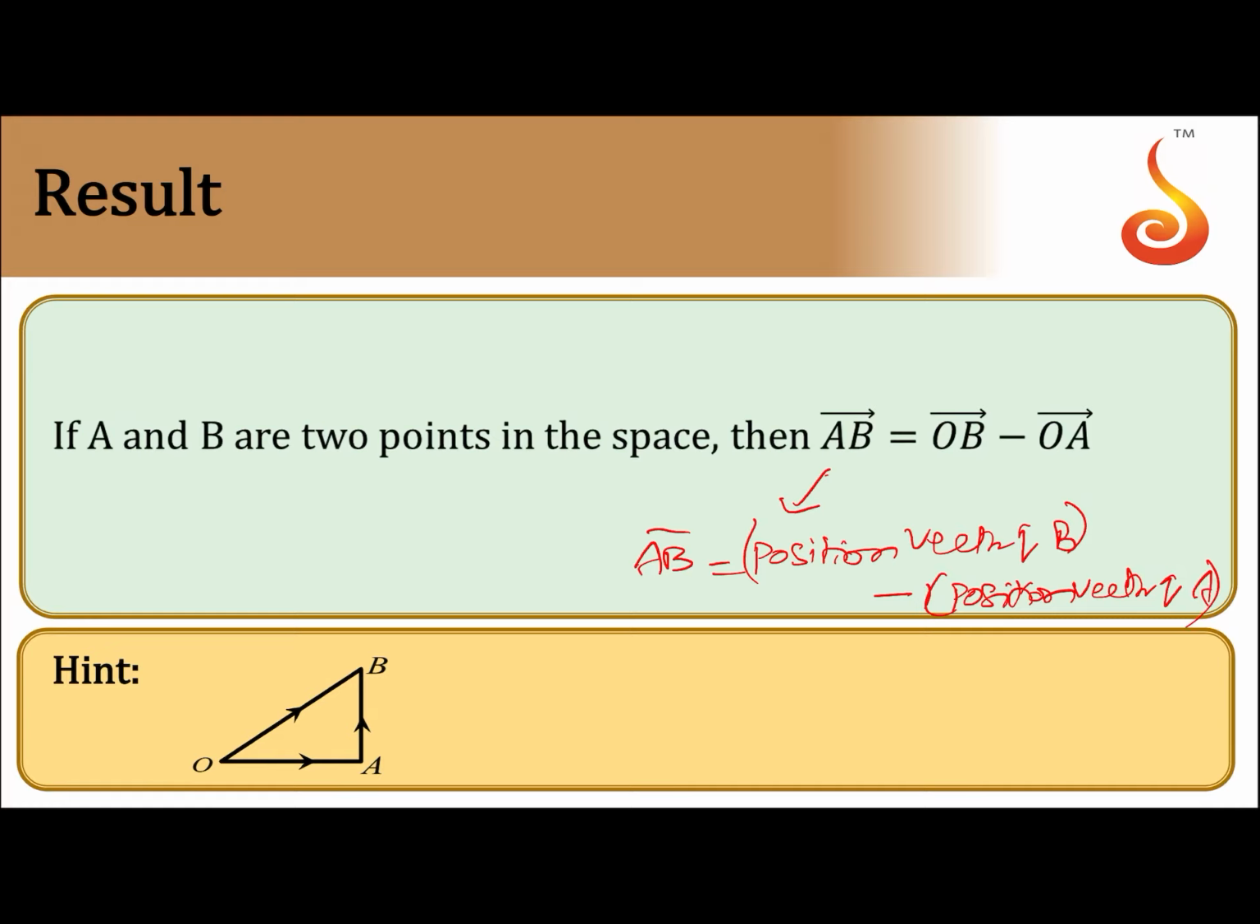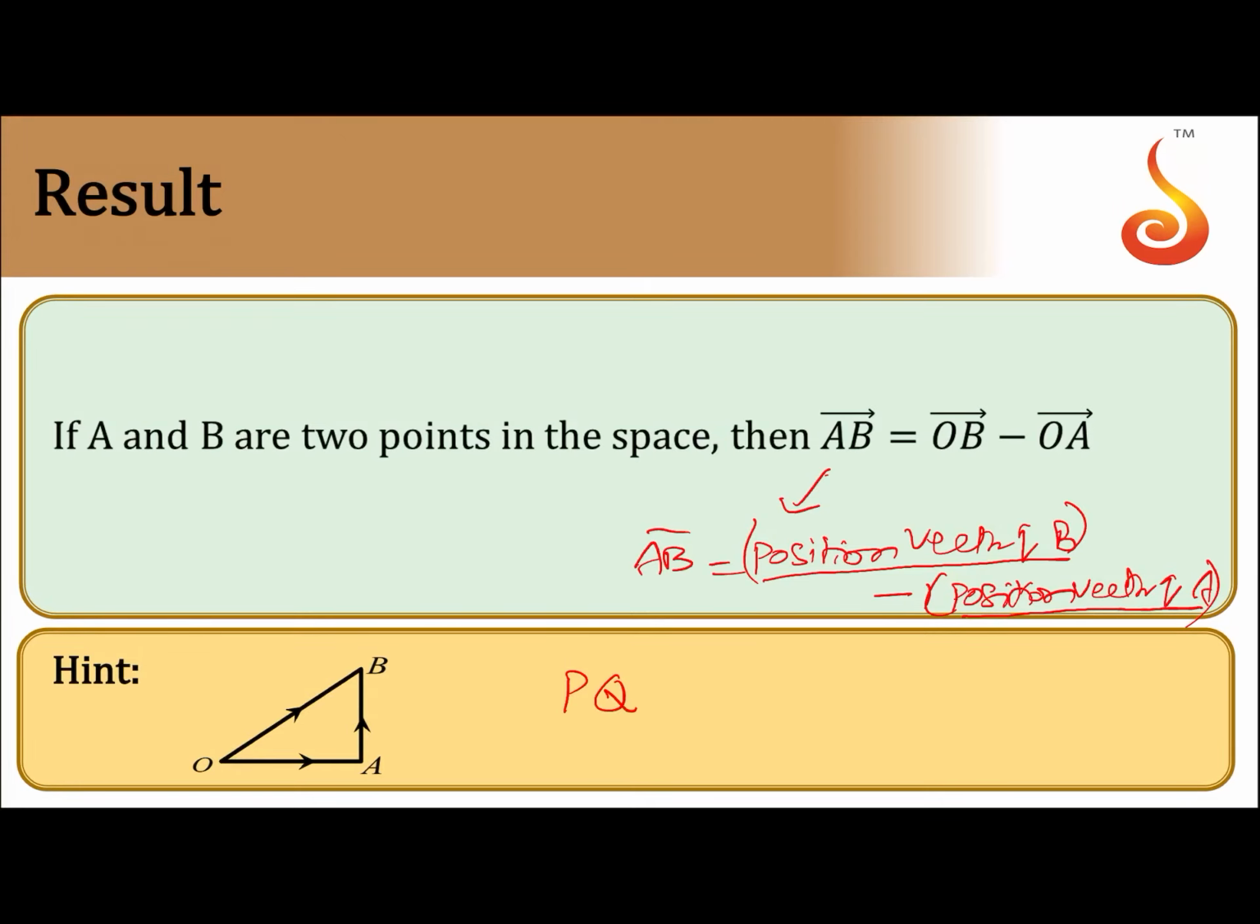Of course, it is with reference to origin. You can also take up the position with respect to another point, but in this case the base is the fixed point, the origin. So position vector of the point B with reference to origin minus position vector of A with reference to origin. In other words, you can say position vector of terminal point minus position vector of initial point. That way also you can write it down.